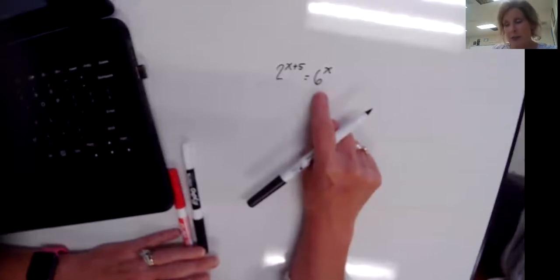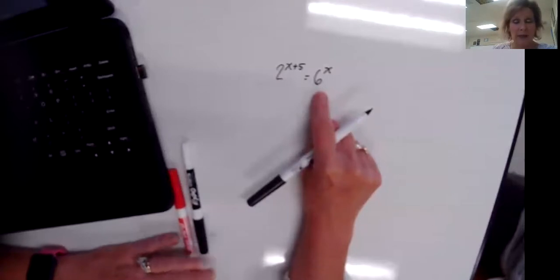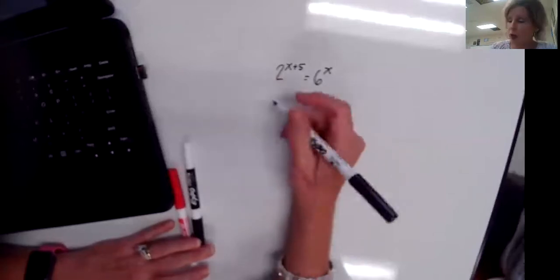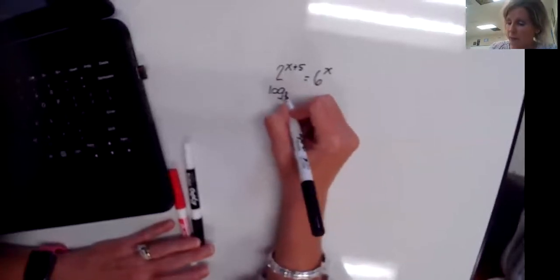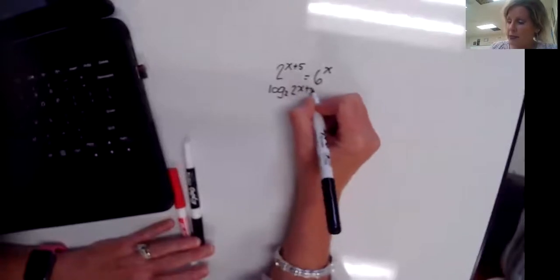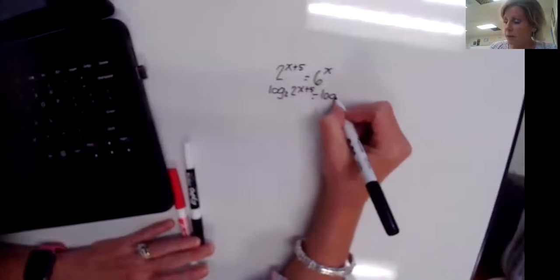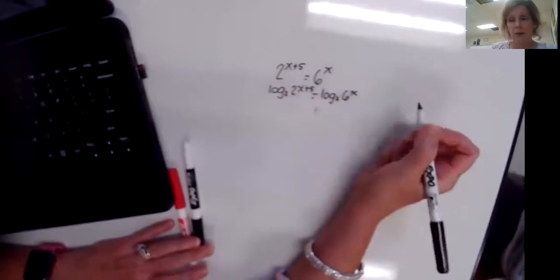Or ln of both sides, because that would make the equation calculator ready, or log base 10 of both sides, again, calculator ready. We're going to work it two different ways. Let's look at log base 2 of both sides. Both ways of solving are going to give us similar kinds of math in them.